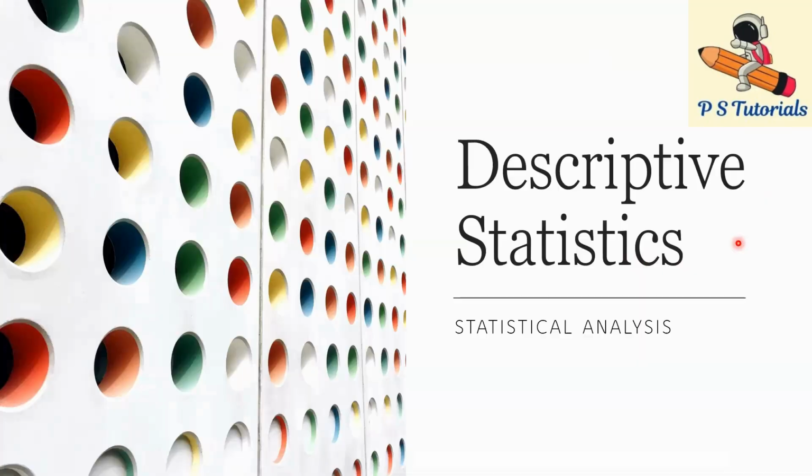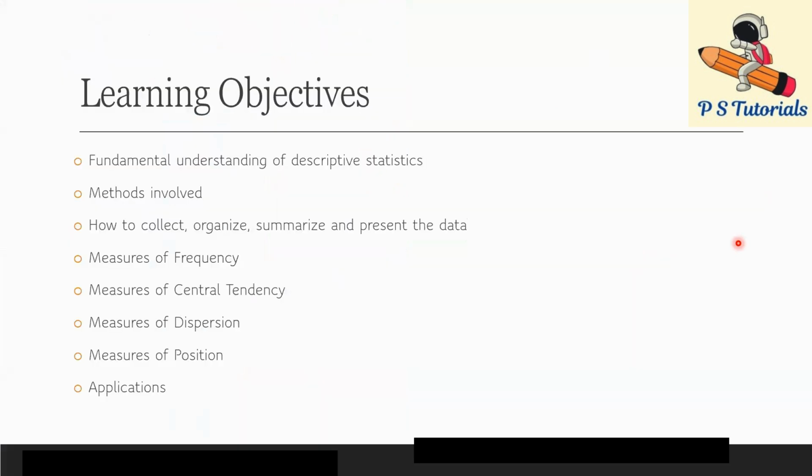In this course, we will discuss descriptive statistics. At the end of this course, you will have a fundamental understanding of descriptive statistics, various methods involved, how to collect, organize, summarize, and present the data, and various measures, such as measures of frequency, measures of central tendency, measures of dispersion, measures of position with their respective examples, and applications.